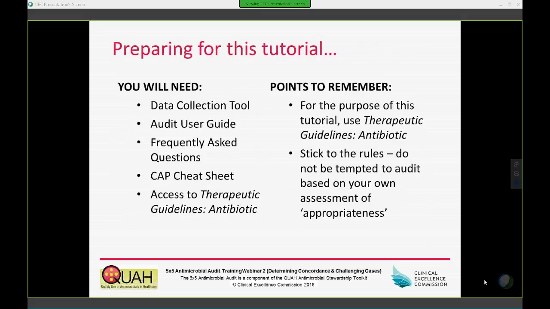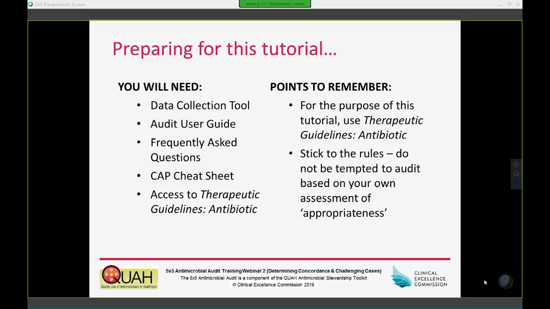So if you were doing this tutorial properly on your own, you'd need copies of the data collection tool, and it's actually a good idea if you've got one handy to have a copy of that in front of you today as well, just so you can follow the line of questions being answered. You should also have a copy of the audit user guide, frequently asked questions, and the CAP cheat sheet. You'd need access to Therapeutic Guidelines: Antibiotic, as these are the guidelines that we're going to refer to when determining guideline concordance or non-concordance.